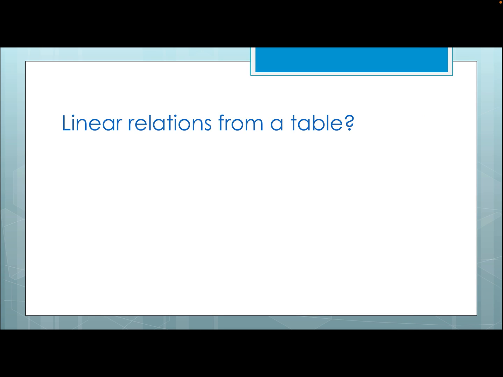Okay. Linear relations from a table then. So, sorry, give me a second. There we go.